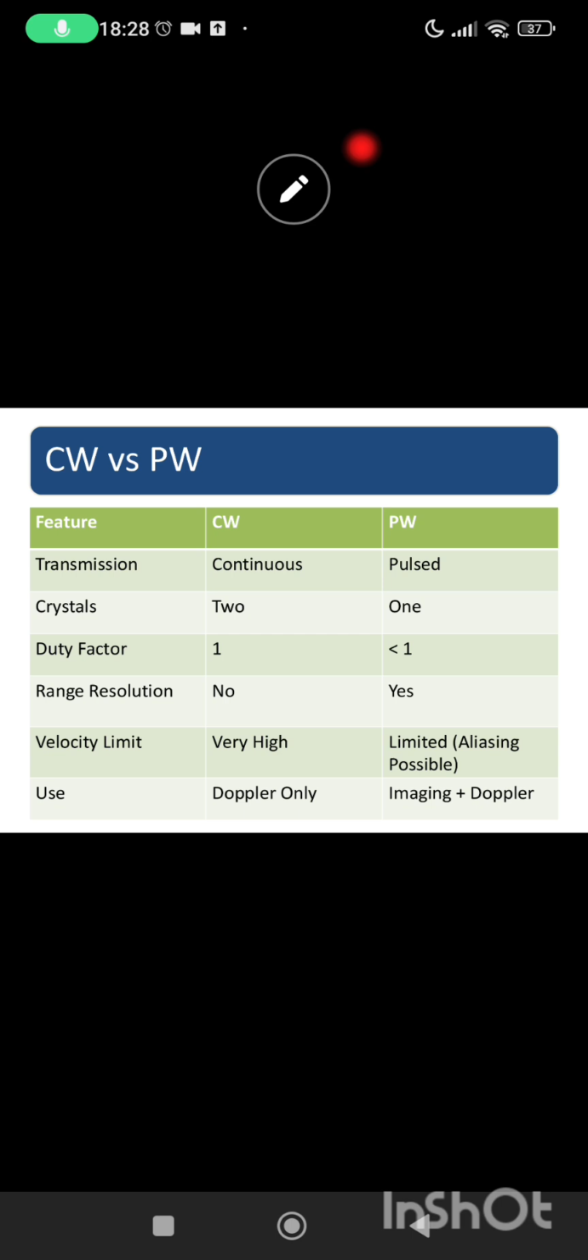Whereas for the pulse wave, there's only one crystal, where the crystal actually sends the pulse, waits, and then receives back the pulse. So this makes the duty factor less than 1. Okay, but due to the depth, we are aware of the range resolution, from which depth the echoes are returning. Velocity is limited because there is a chance of aliasing to occur, and pulse wave uses 2D imaging and Doppler as well.